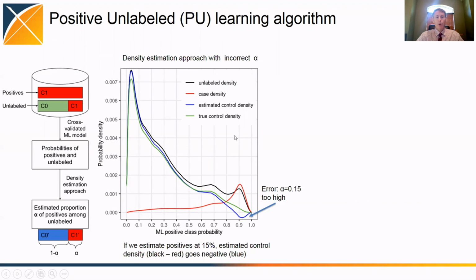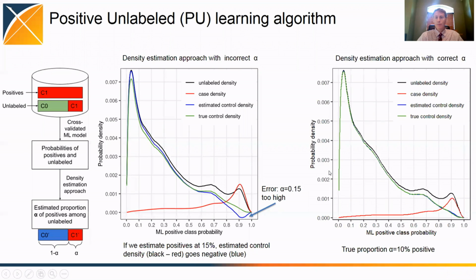What you do is you take the probabilities from the machine learning algorithm, you use density estimation for the positives in red and the unlabeled in black, and you basically have to scale the positives such that when you subtract positives from the unlabeled, the estimated control density does not go negative. So here we've overestimated the proportion of positives. And here we got it just right. And we see the true control density in green matches the estimated control density in blue.